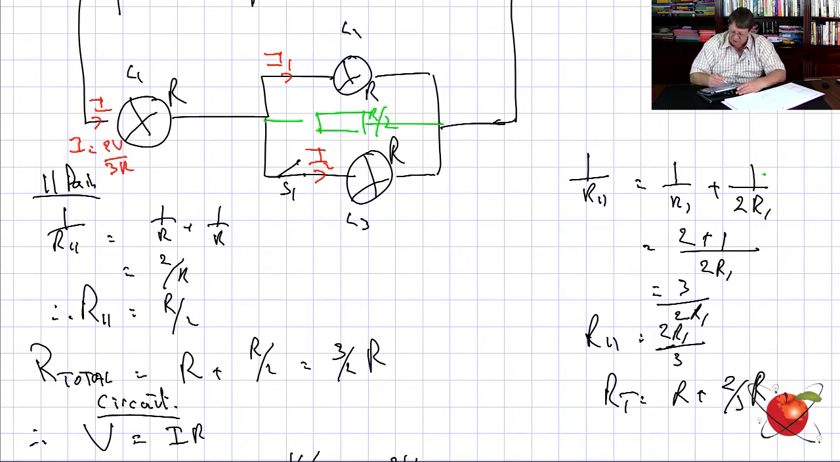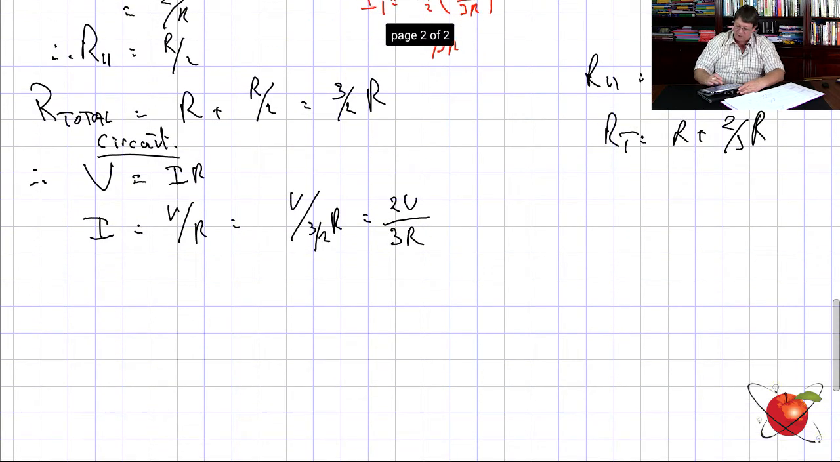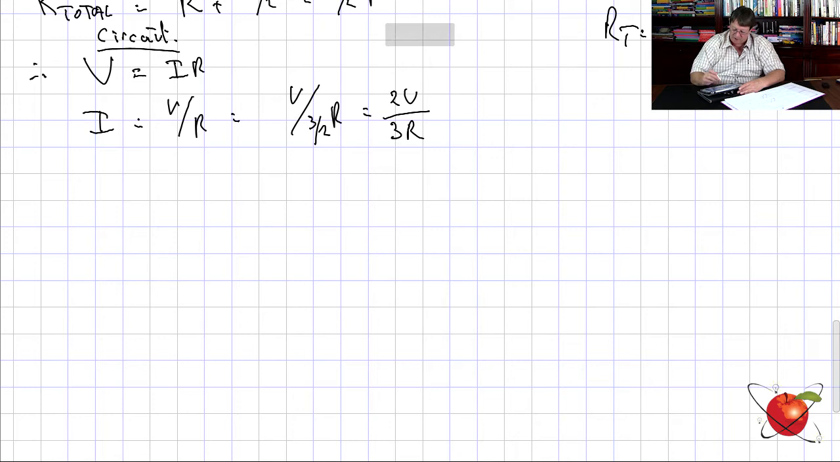It splits into 2 here. So I1 must be a half of 2V over 3R, which is going to be equal to V over 3R. So I here is V over 3R, and I2 is equal to V over 3R. Now let's go to the bulbs and see what happens, because we know the current and we know the resistance.